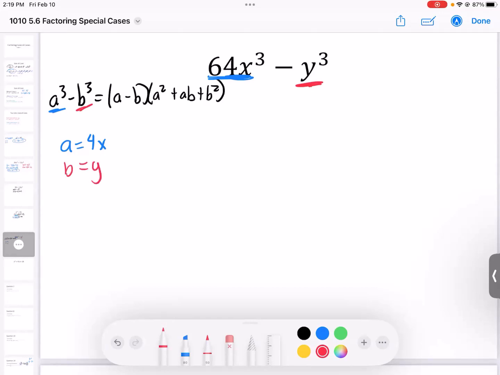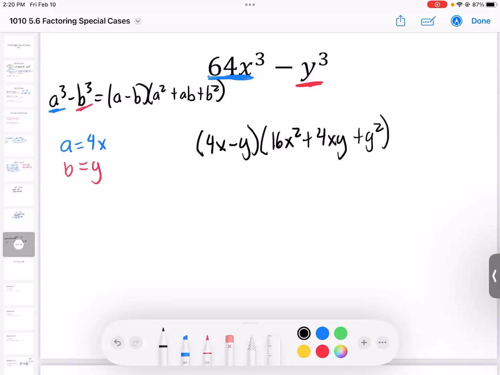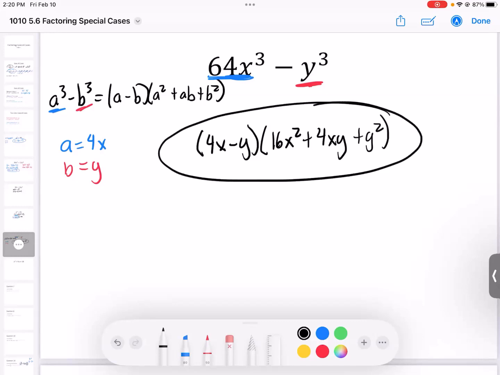And so to factor this, I'm basically going to plug in a 4x everywhere I see an a, and a y everywhere I see a b. So I'd say, okay, I have 4x minus y times, 4x squared is going to be 4 squared, which is 16, times x squared. And then a times b is going to be 4xy. And then b squared is just going to be y squared. And so this would be my factored form.